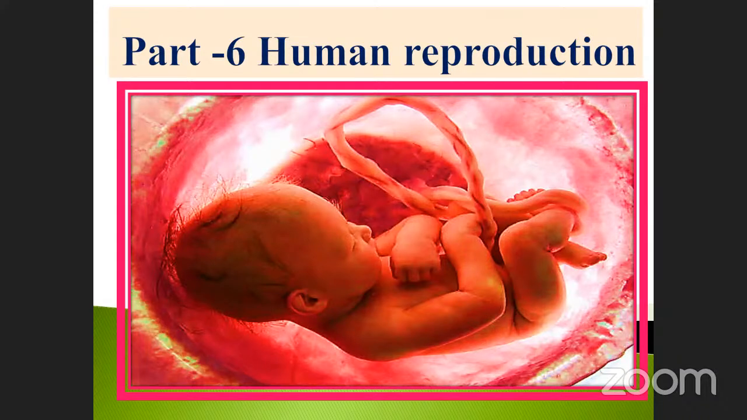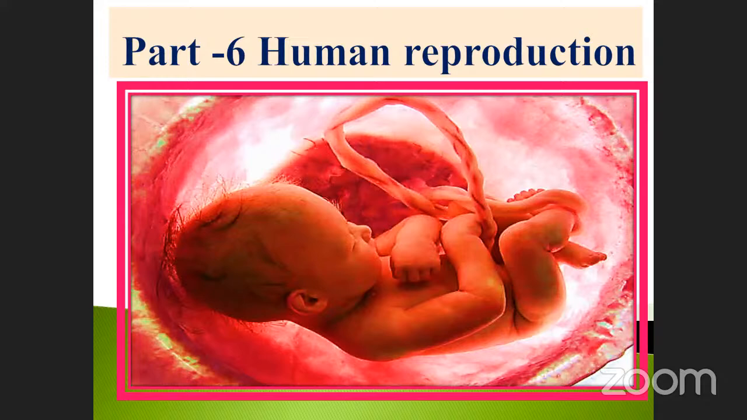Okay, last class, what we have discussed, my dear students? What are the important points? Already we saw it. How the baby is formed: first trimester, second trimester, third trimester. Those things also we already discussed. Today we are going to discuss the remaining part of human reproduction.